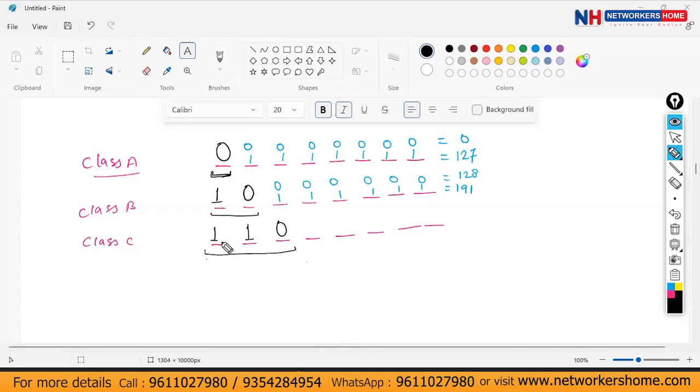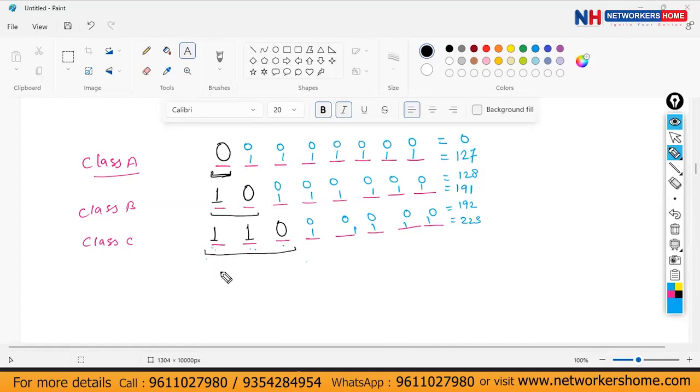Okay. So this will be 110. Again, if you calculate the minimum and the maximum values, the minimum will be 0, so 128 plus 64, this will be 192. And the maximum value can be all 1s. So this is 128, 64, 32. Behind 32, all are 1s, meaning 31 will be the sum. So these two are 192, and 192 plus 31 is going to be 223.